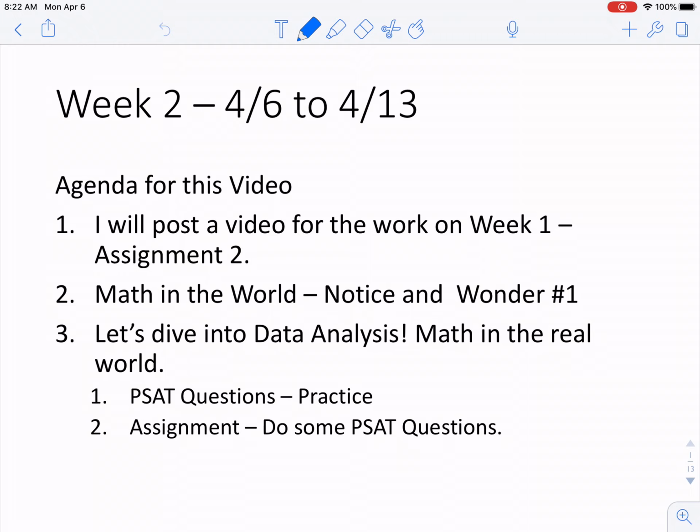But here's our agenda for today. I will post a video for the work on week 1, assignment 2. We're going to talk math in the real world, a notice and wonder, number 1. And we're going to start diving into data analysis. I think it's important that we start thinking about what math in the real world looks like. You will also have some PSAT questions, and your assignment is to do some PSAT questions. There's also a couple of additional questions in the Google form.